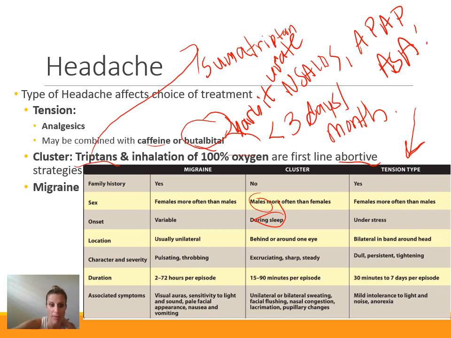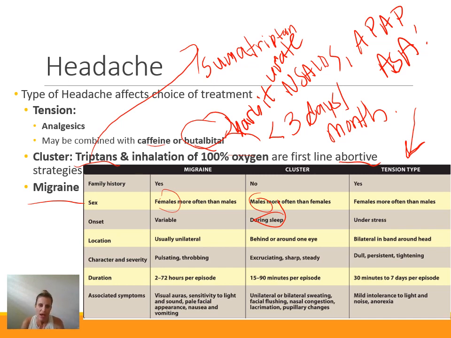Then finally, we have migraines. Migraines are about 3 times more likely in females than in males. Onset is rather variable. The pain is typically unilateral, so just on one side of the head, and it tends to be a pulsing, throbbing pain.